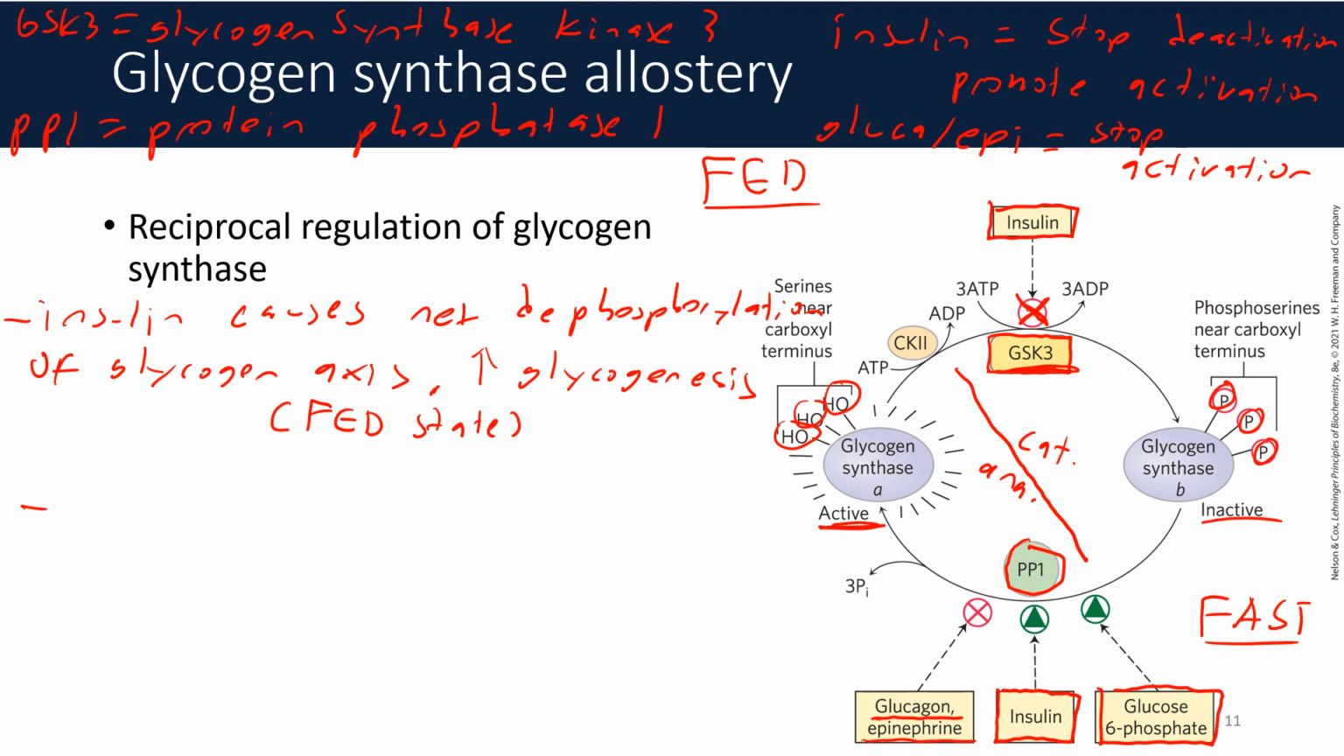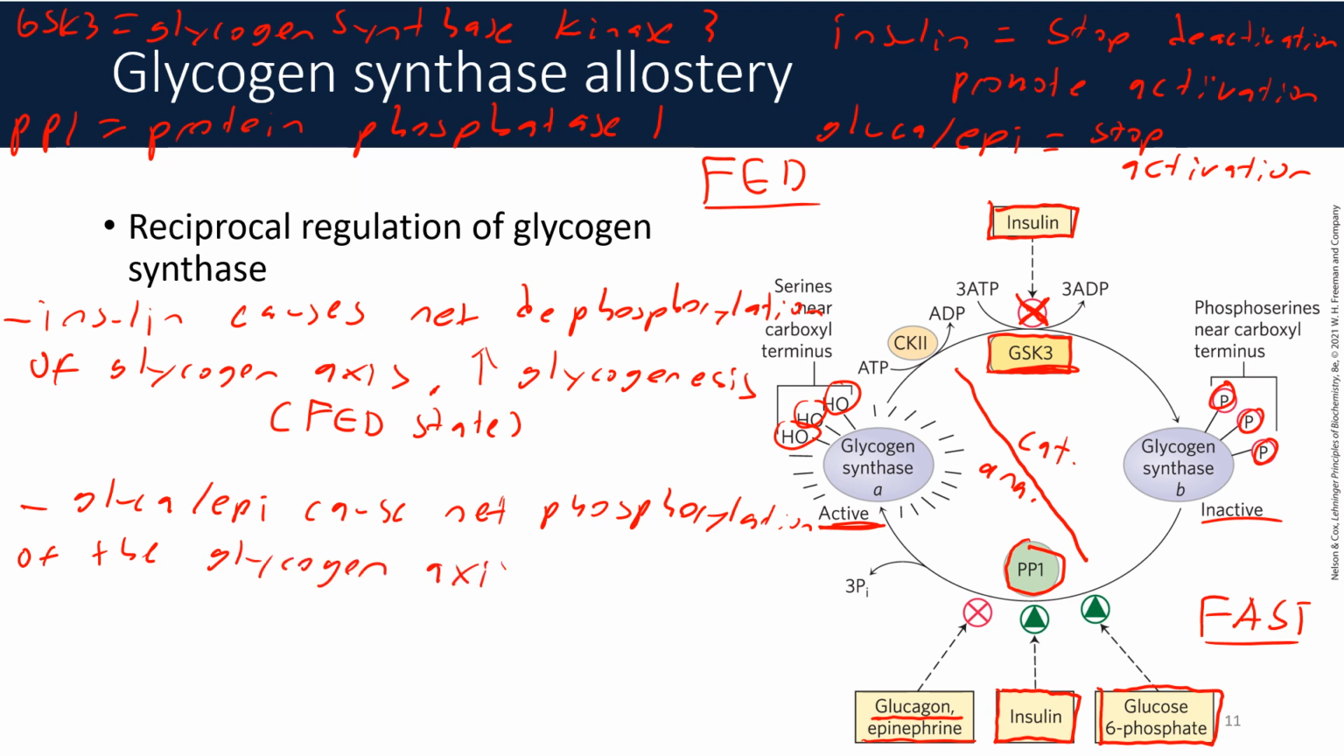Likewise, glucagon and epinephrine are going to cause net, and take a guess, phosphorylation of the same glycogen axis. It is going to inhibit protein phosphatase 1, keep the phosphates on glycogen synthase, shutting it down, and then drive the phosphates onto glycogen phosphorylase, thus activating it. So we have an overall effect of promoting glycogenolysis, or the breakdown. This is, of course, consistent with being in a fasting state.